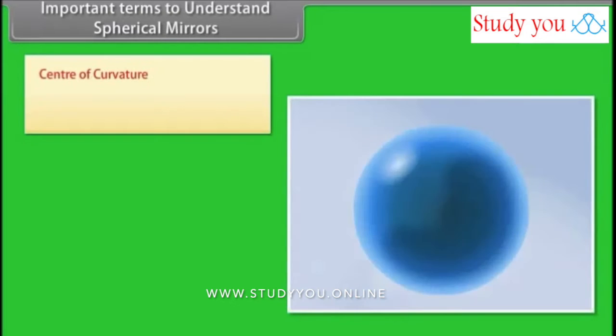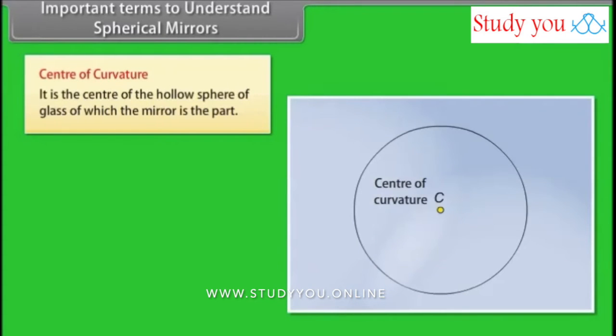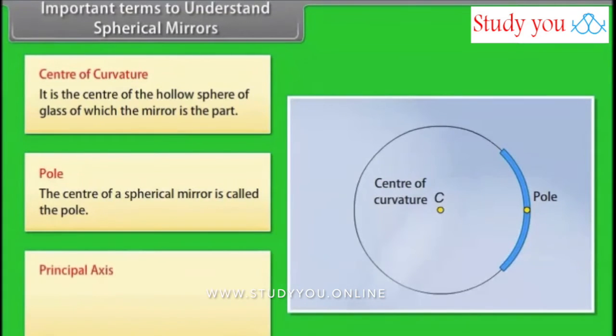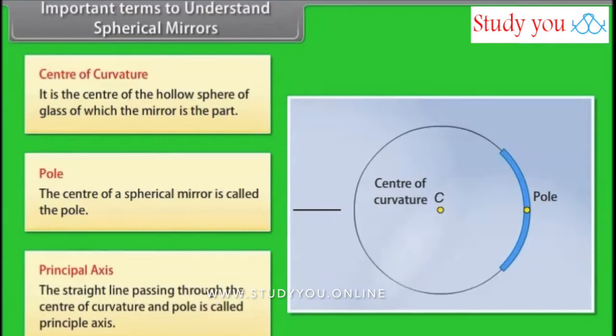Important terms to understand spherical mirrors. Center of curvature. It is the center of the hollow sphere of glass of which the mirror is the part. Pole. The center of a spherical mirror is called the pole. Principal axis. The straight line passing through the center of curvature and pole is called principal axis.